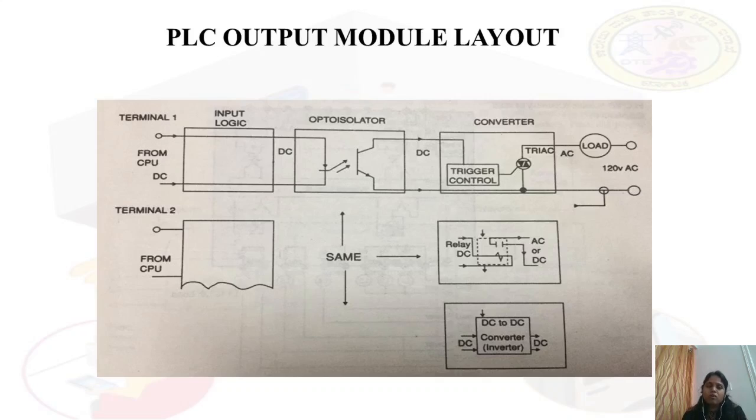Understood? So for all the terminals, it will have a unique number so that it can identify the input module terminal and the output module terminal. Okay, through SIP switch settings. So this is the DC to AC converter. Like that you can have DC to DC conversion also. That is your inverter. Understood?